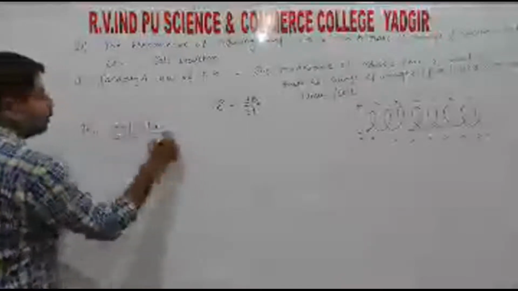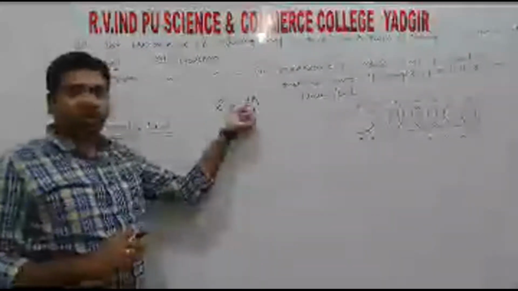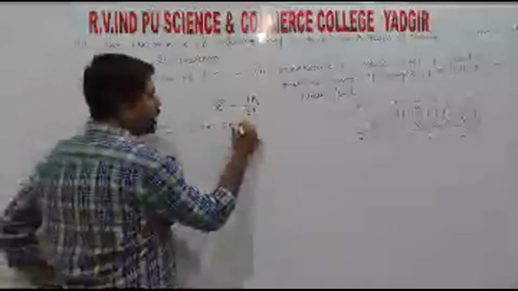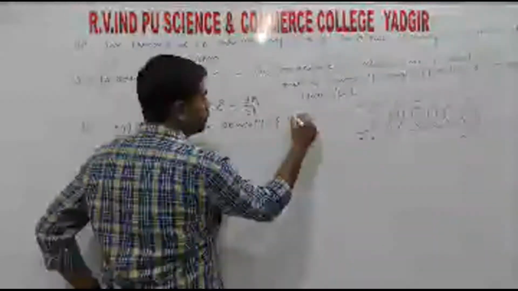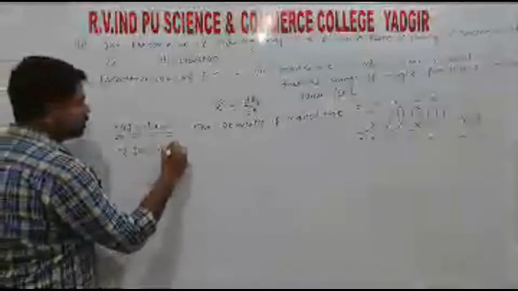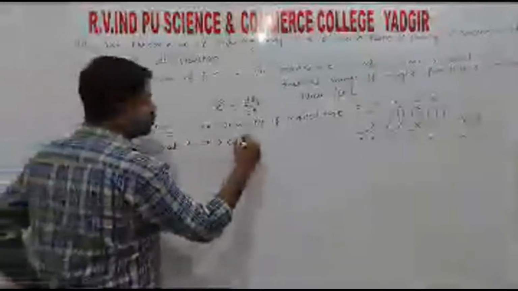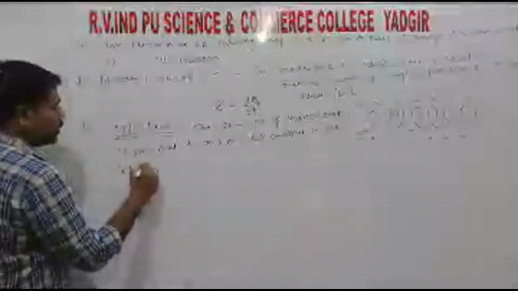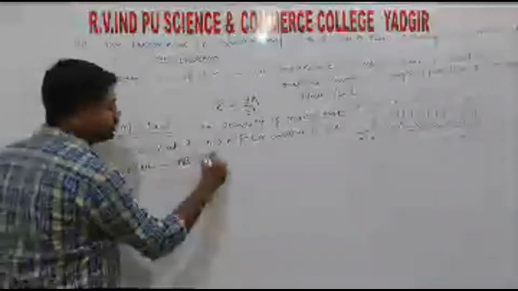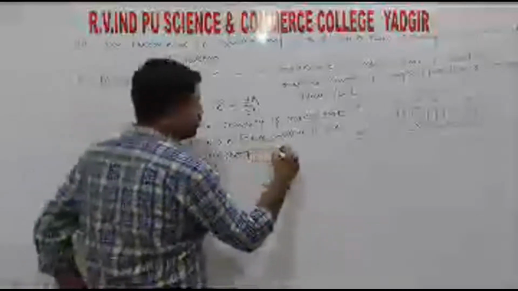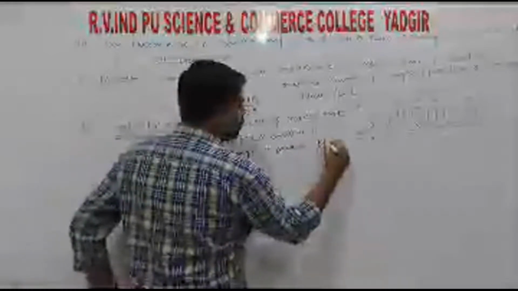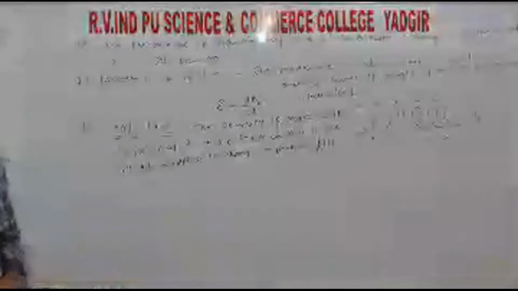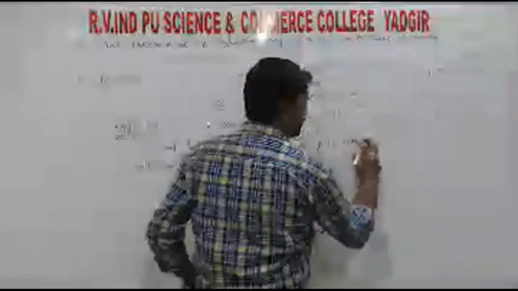So Lenz's law indicates the polarity of the induced EMF. The statement is: the polarity of the induced EMF is such that it tends to induce a current in the coil which opposes the change in magnetic flux that produced it. That is the statement of Lenz's law.